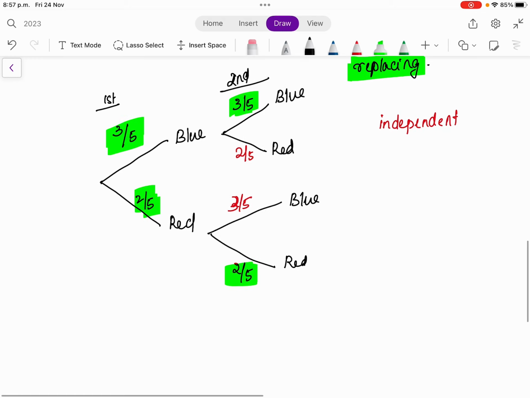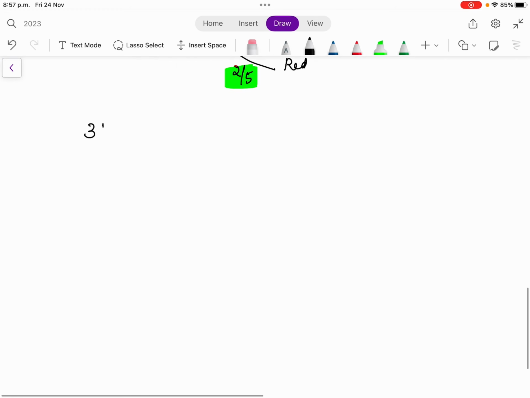Okay, so let's take another case where you have the same thing: 3 blue balls and 2 red balls, and you are picking it 2 times and not replacing.